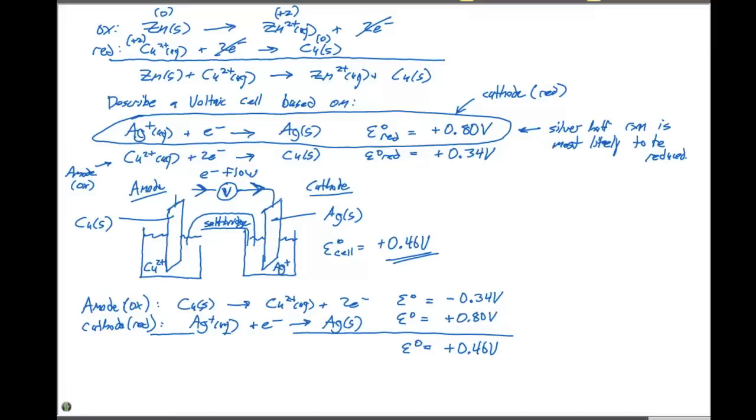Now the question is, how do we get to this overall reaction? We have to make sure that all the electrons here cancel out. In order to cancel out the electrons, we need to multiply the cathode half reaction by 2. So I need a 2 in front of the silver, a 2 in front of this electron, and a 2 in front of the silver solid.